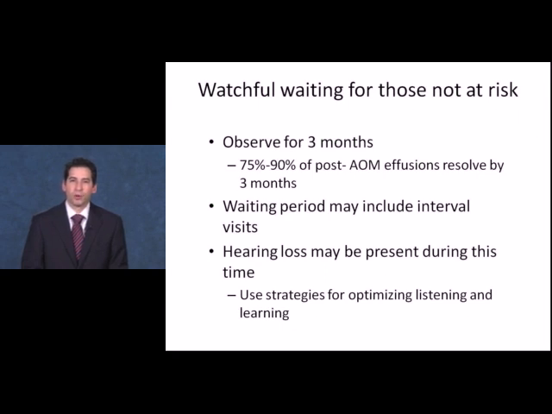It's also important to note that while we are observing these patients, hearing loss may be present, and it's important to counsel families on how to manage hearing loss during these times. For children who are in school, they should have preferential seating in the classroom, and teachers should be made aware that the hearing loss exists. For families with children at home, they should be made aware that children may not hear quite as well, and eye contact should be made before giving important instructions or trying to get a child's attention.